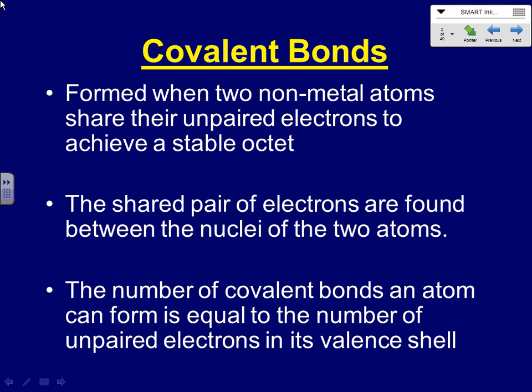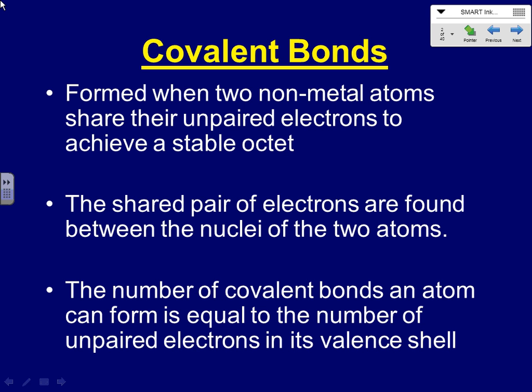Again, this is still the Lewis idea, right? They need to share enough in order to get a stable octet, 8 electrons in the outer shell, with hydrogen being the exception. And we'll find out that boron and beryllium are also an exception. The shared pair of electrons are found between the nuclei of the two atoms. I'll expand on that in a moment.